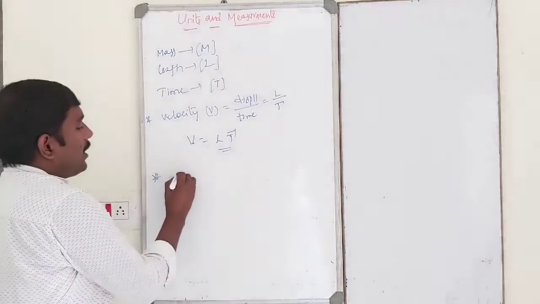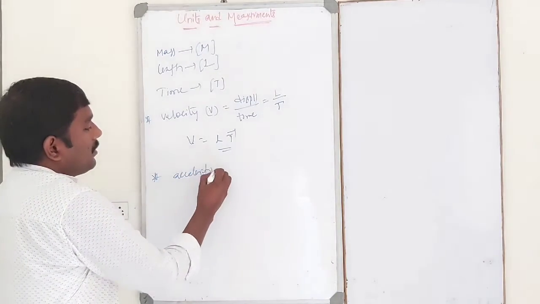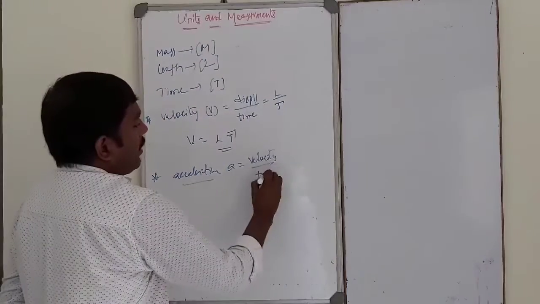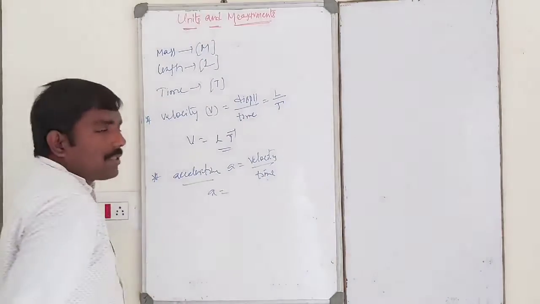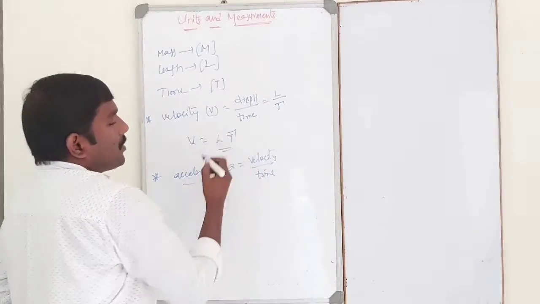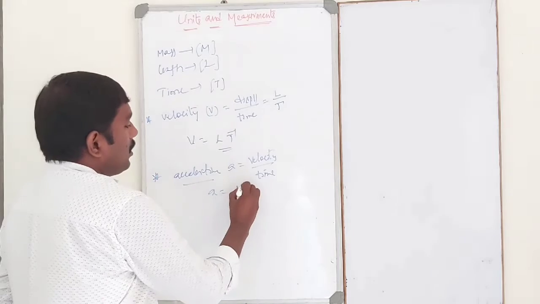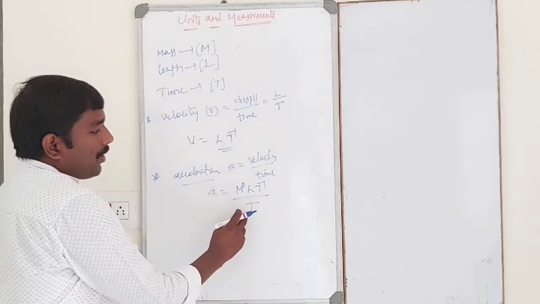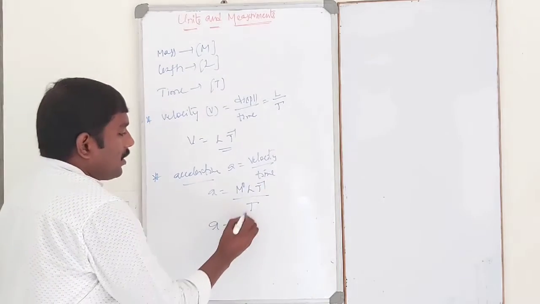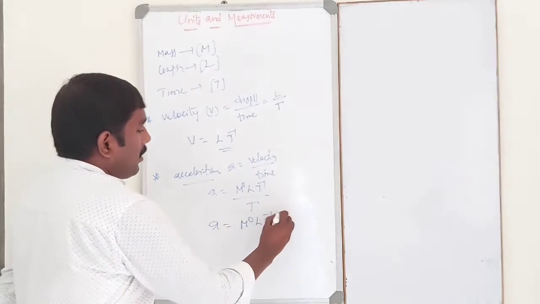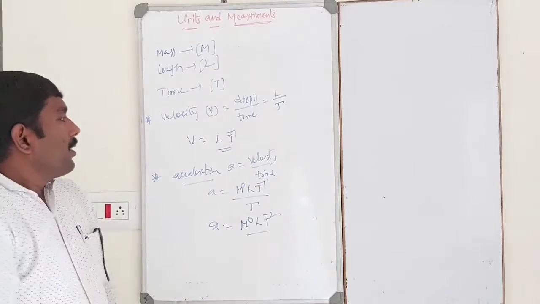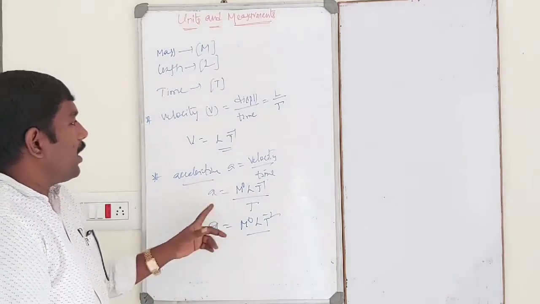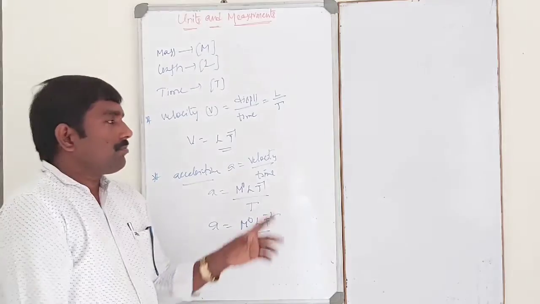And next one is acceleration. Acceleration means velocity by time taken. What is the dimensional formula for velocity? L T power minus 1. So M power 0 L T power minus 1 divided by time T, where T is the dimensional formula for time. So A is equal to M power 0 L T power minus 2. This is the dimensional formula for acceleration.